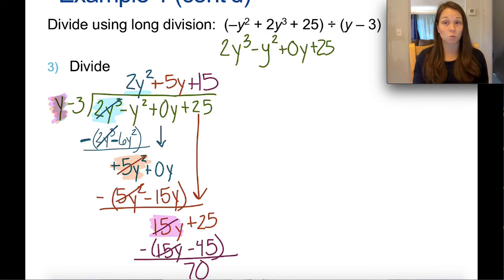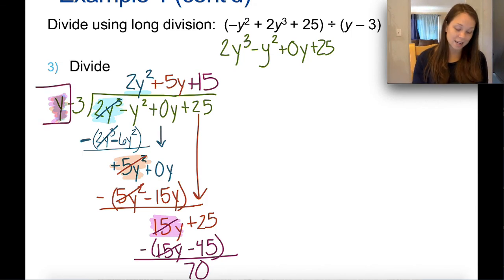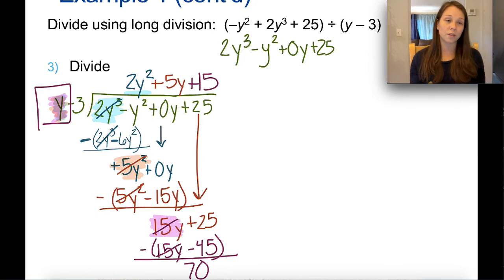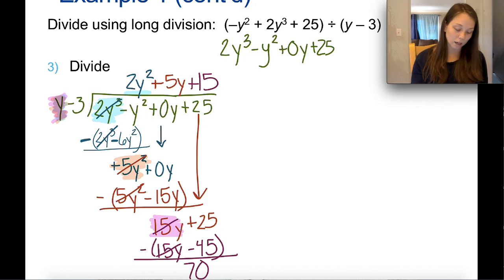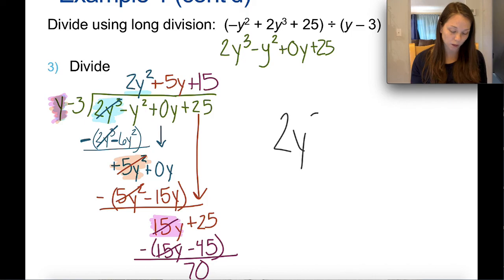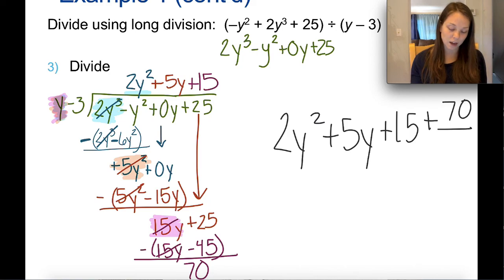Now I'm done and I can write my final answer. The reason why I know I'm done is because y, this y here, cannot go into 70. 70 doesn't have a y variable attached to it, so there's nothing I can do. So I've done as much dividing as I possibly can. So now, writing the final answer, I'm going to end up with 2y squared plus 5y plus 15 plus my remainder, which is 70, divided by the divisor of y minus 3.